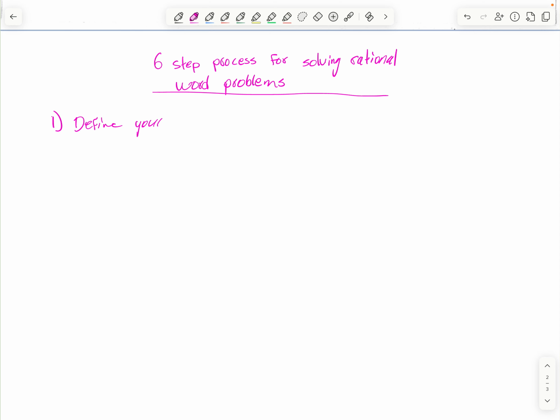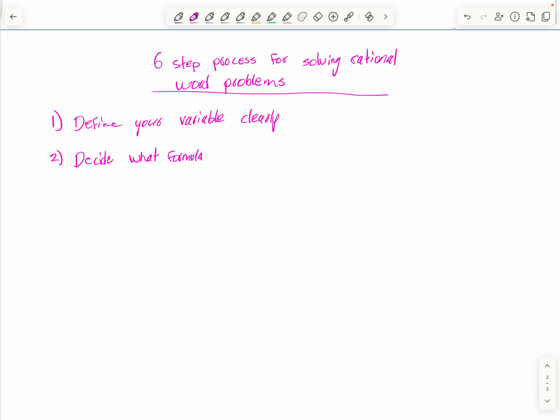Define your variable clearly. Okay, number 2 is going to be decide what formula or relationship fits the situation, right? Decide what formula or relationship fits the situation.